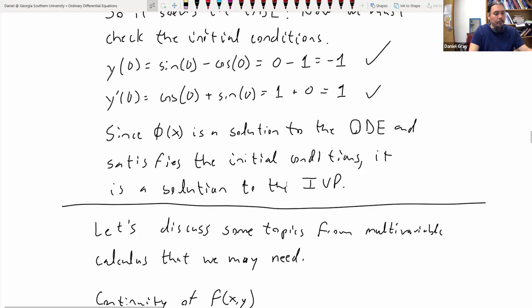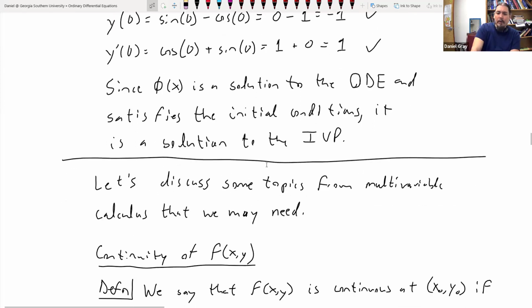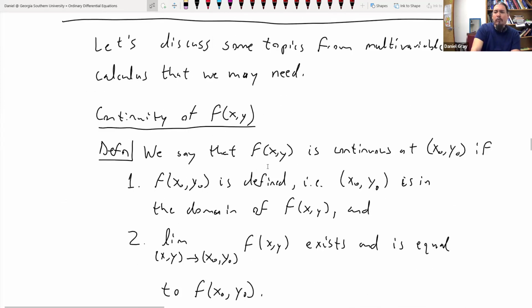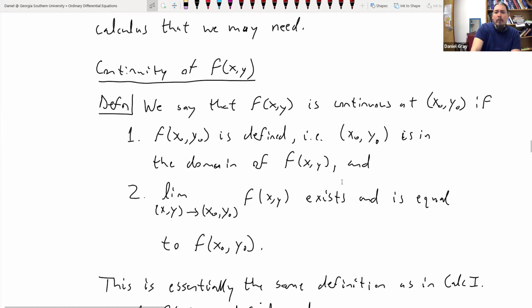All right. So now, before we get on to the next topic, we need to discuss a few things from multivariable calculus that you may not have had before. Okay, so we know about continuity of functions of single variables, right? Basically, if you're trying to say that a function f of x is continuous at x0, then x0 needs to be in the domain of f. So then f of x0 has to exist, basically. And the limit has to exist.